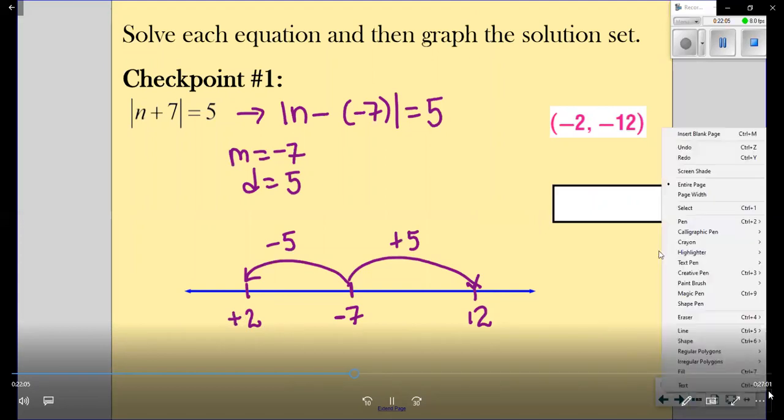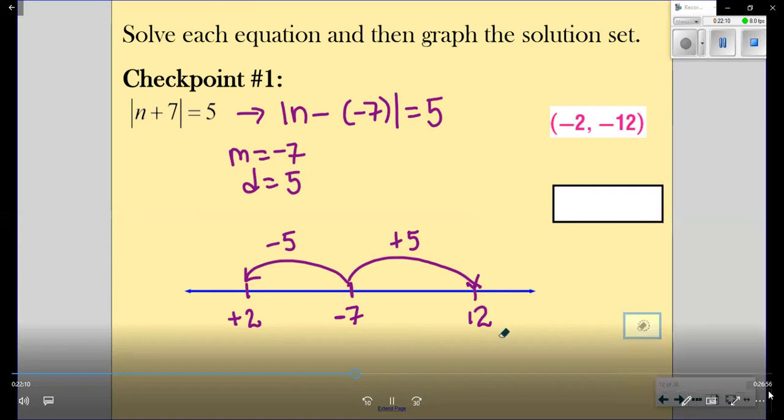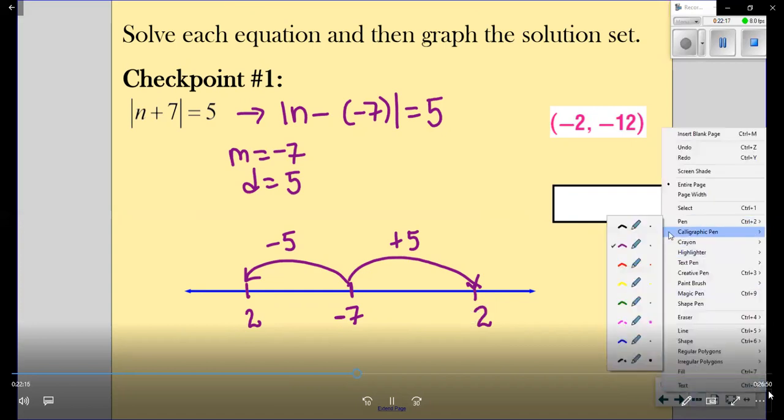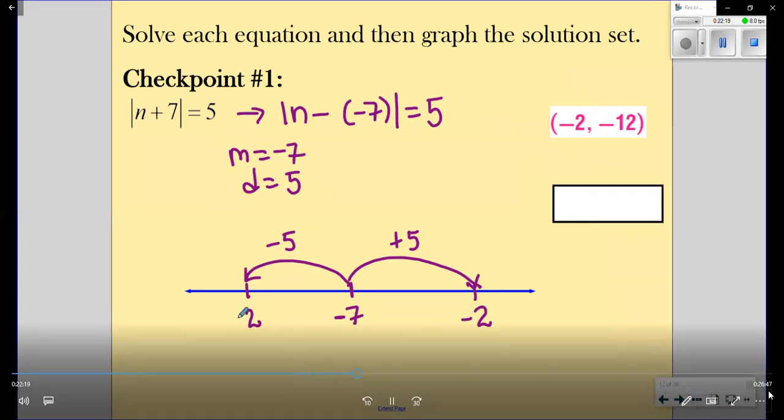This was negative 12, so you've got to be careful with that. And then this one is negative 2. It can happen to the best of us. So negative 12, negative 2.